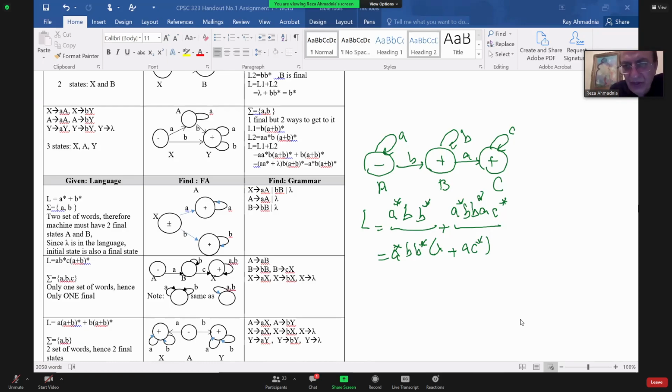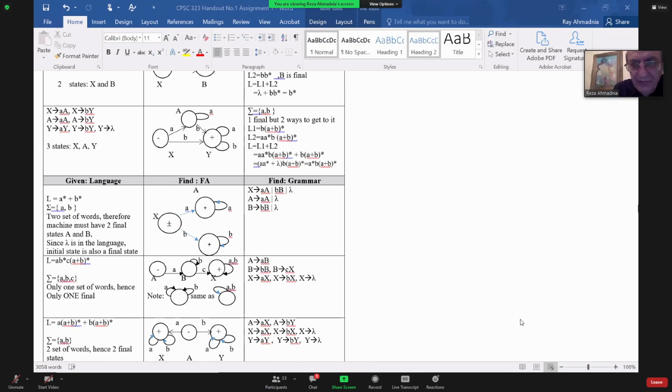Okay, very easy to do. L is equal to A star or B star, right? Okay, start with, and I don't know the number of states yet. So this is what lambda is, what is in the language. So the initial state is the final state here, right? Only powers of A or only powers of B, no combination of A's and B's. So is this the answer?